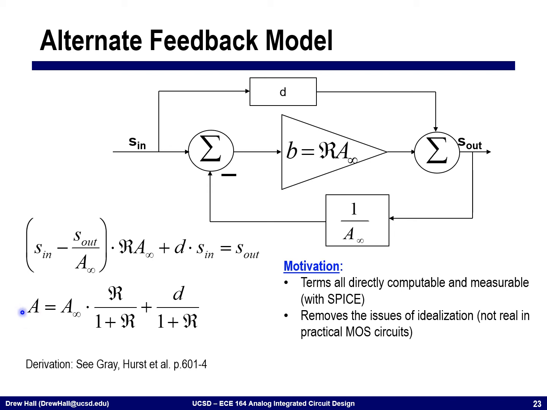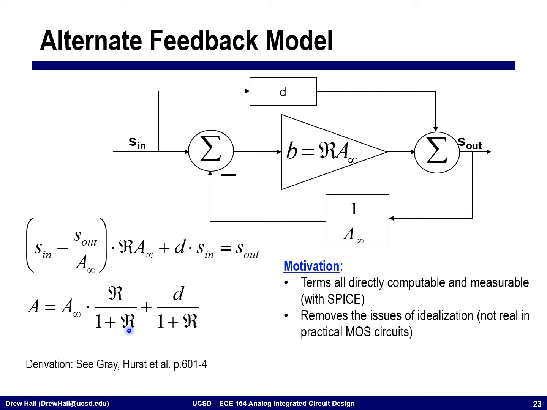And so if I solve for the closed loop gain, that is S_out divided by S_in, I will get that the closed loop gain is equal to A_infinity times R divided by 1 plus R, plus D divided by 1 plus R. It turns out that this R is really just another way of saying T, which is the loop gain of this circuit.